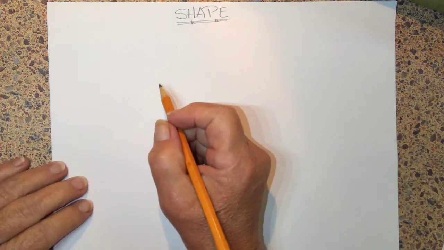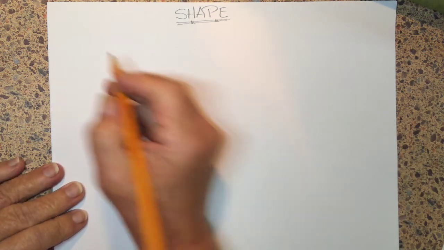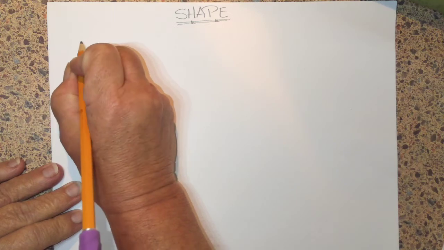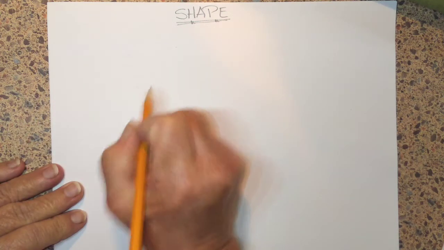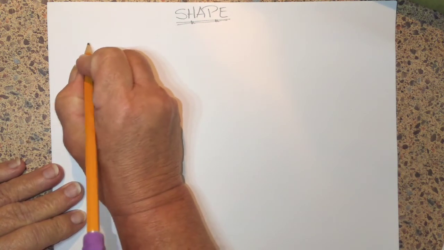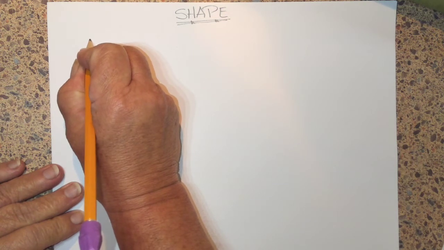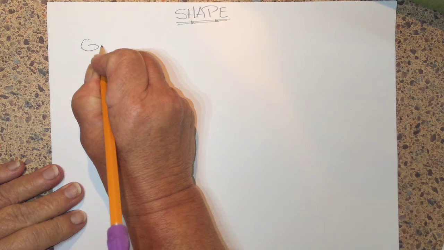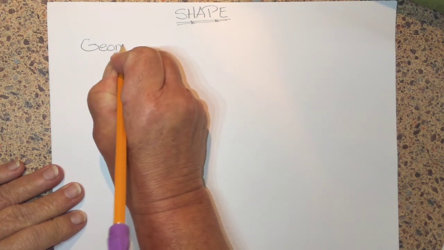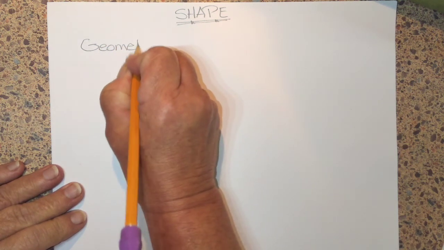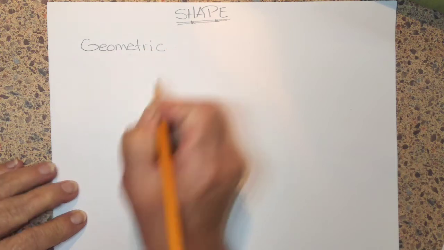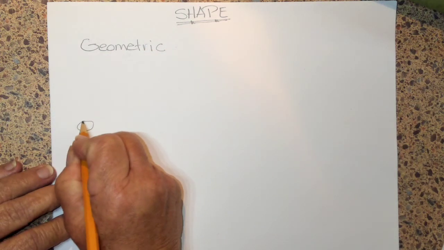Okay, so today we're going to talk about shape. Shapes come in two different ways. They come in inorganic or geometric. We'll call it geometric. And they come in organic.